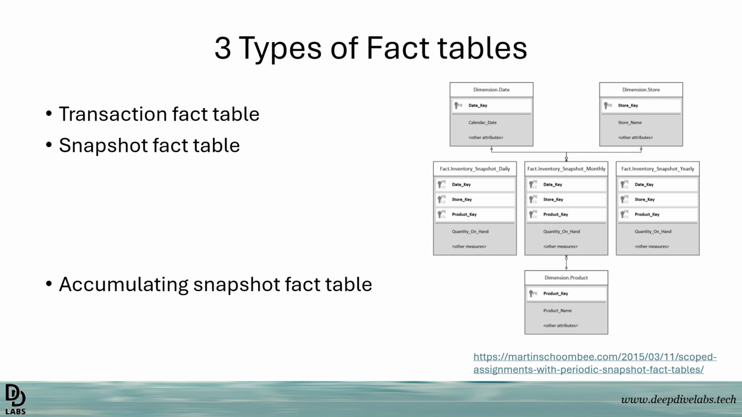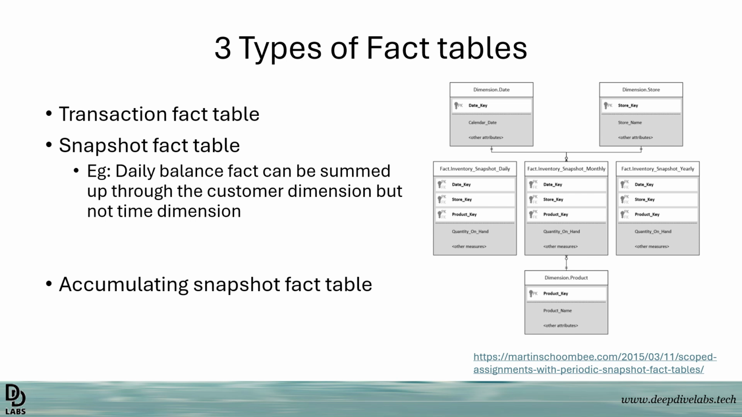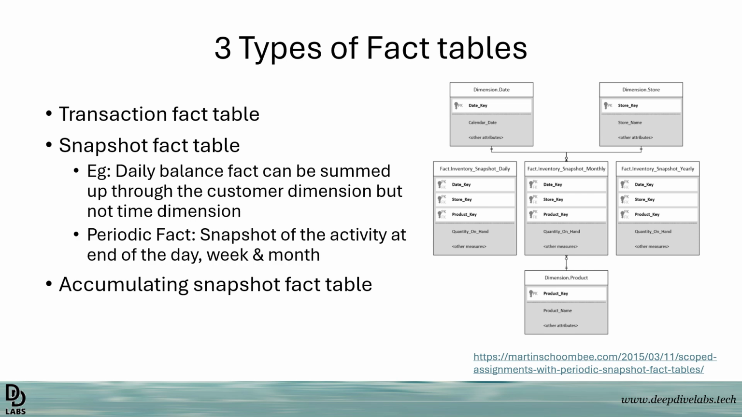So the illustration on the right in this slide gives us an example of a snapshot fact table. A snapshot fact table is a daily balance fact that can be summed through a particular dimension, for example a customer dimension, or it could be the time dimension, right? So here in this example, we do have a fact table which is inventory snapshot daily, then inventory snapshot monthly, inventory snapshot yearly. Sometimes your snapshot fact table can also be periodic facts, right? A snapshot of the activity at the end of the day, the week, or the month.